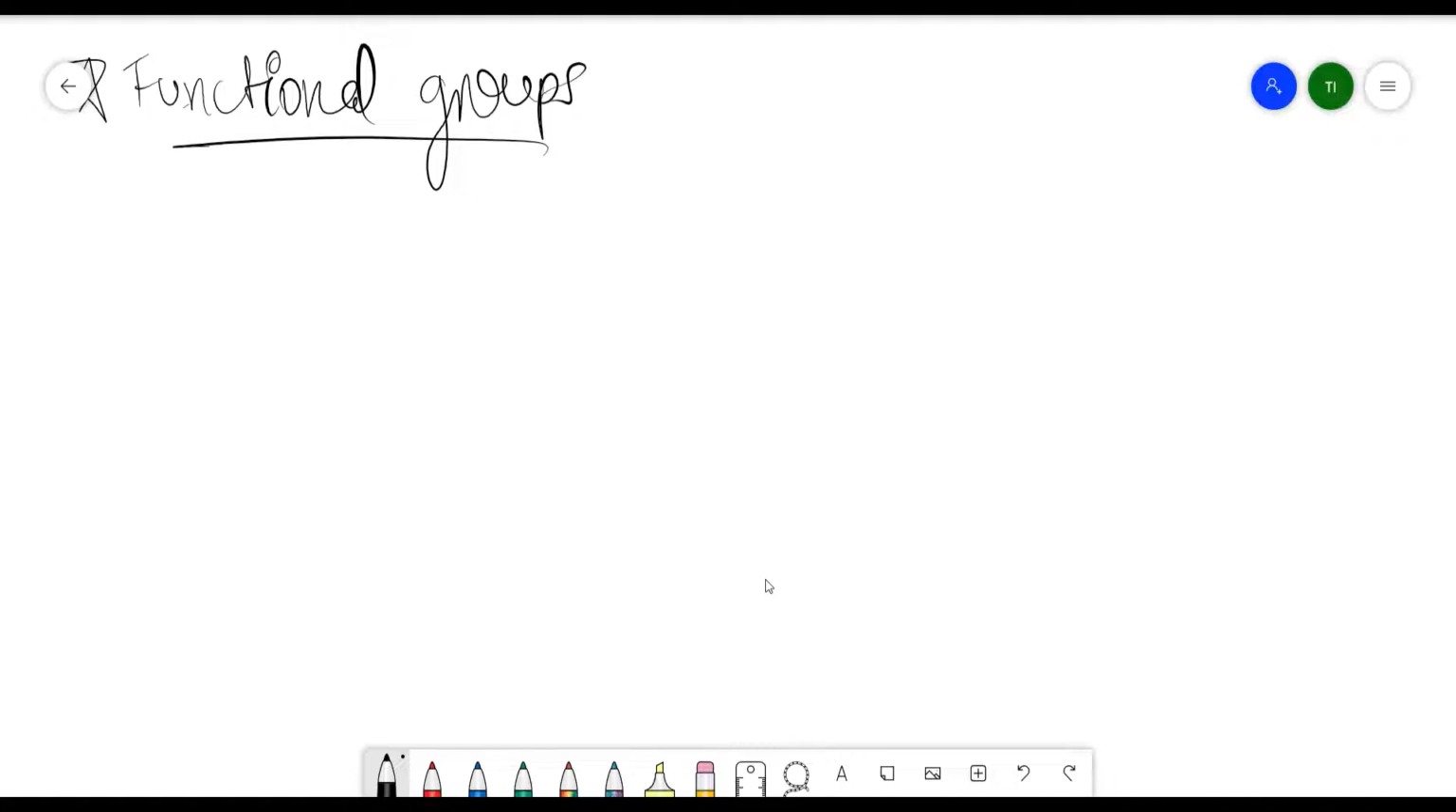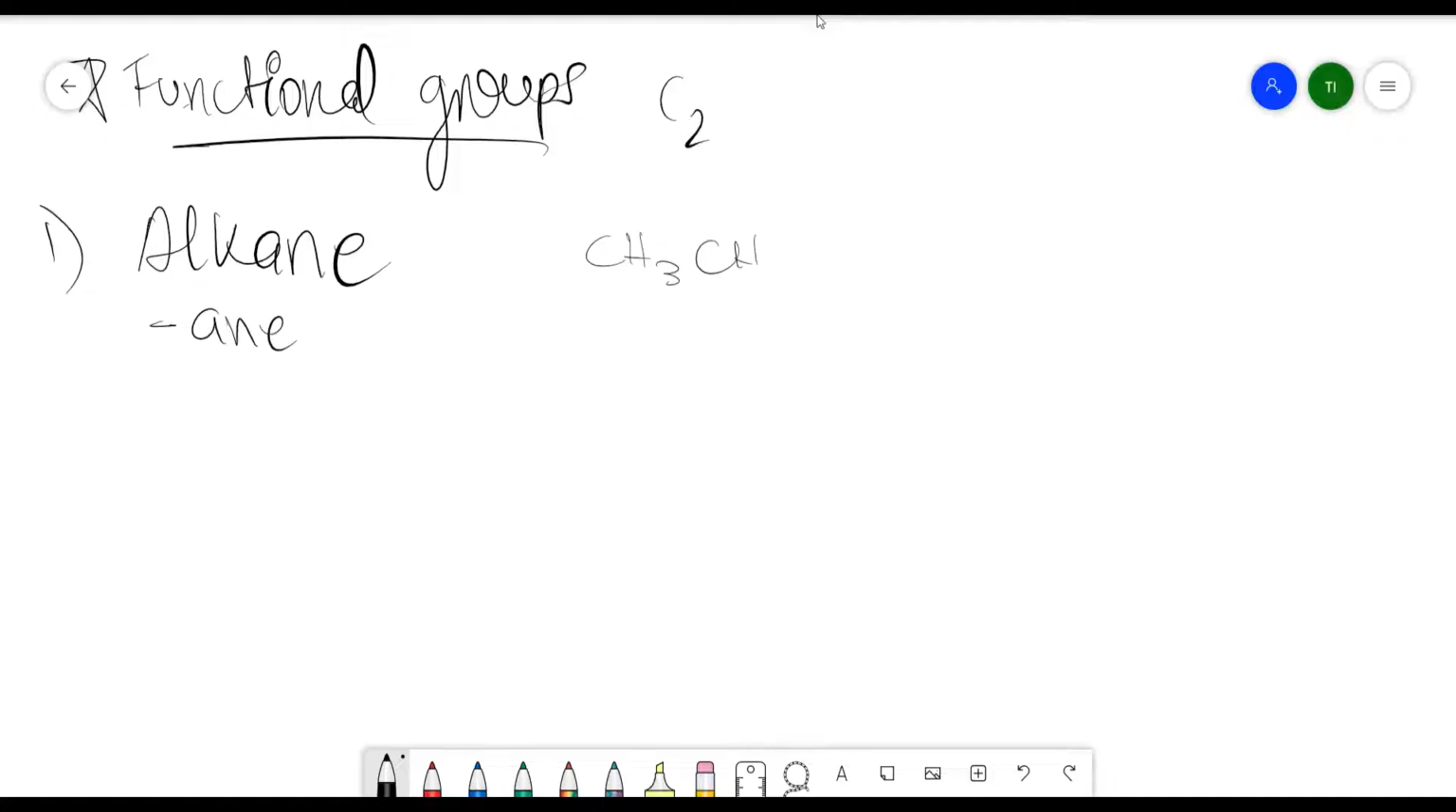Okay, so the most basic one is alkane. In each of these we'll assume there's C2. Alkane, and the name ends in A-N-E. So if we have C2, that'd be ethane, right? So CH3, CH3. That is the ethane formula.